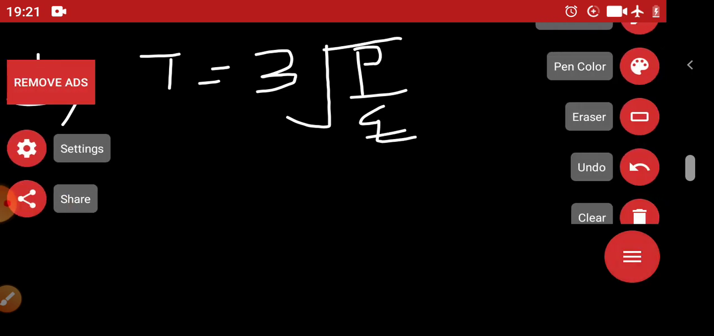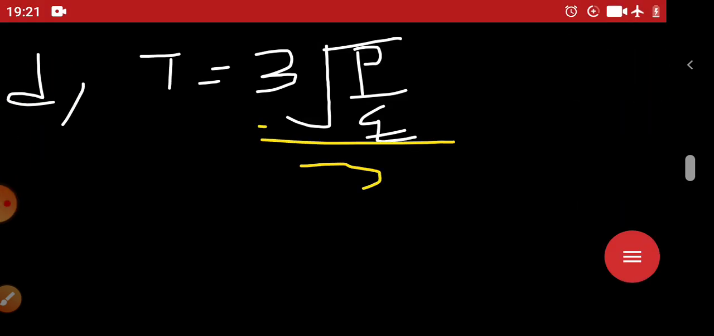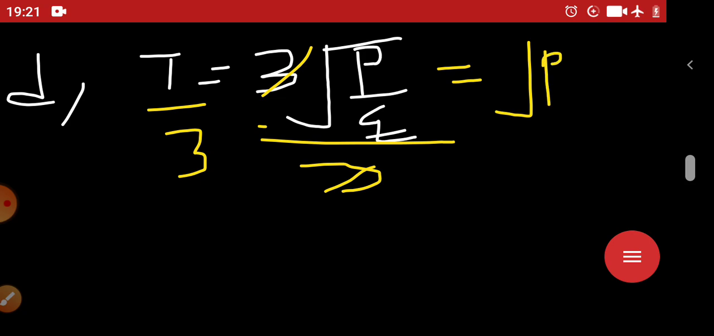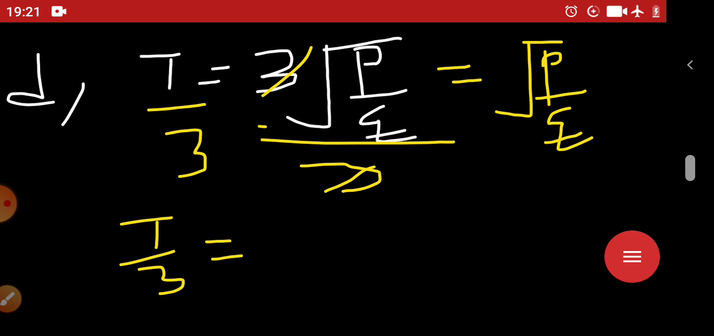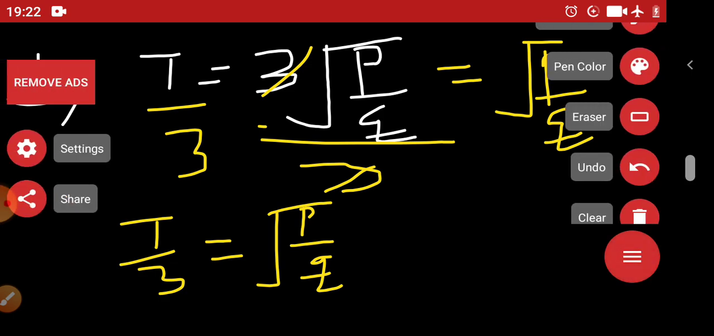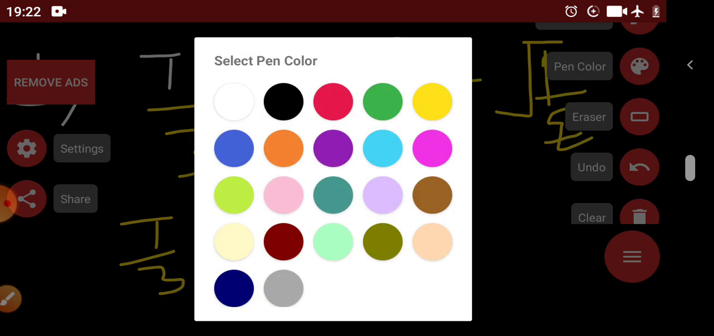Here I advise that you divide. First things first, you divide by 3 on both sides, so that this side is left with the square root of P over Q. Then you have T over 3 is equal to the square root of P over Q. And now the opposite of taking a square root is squaring.